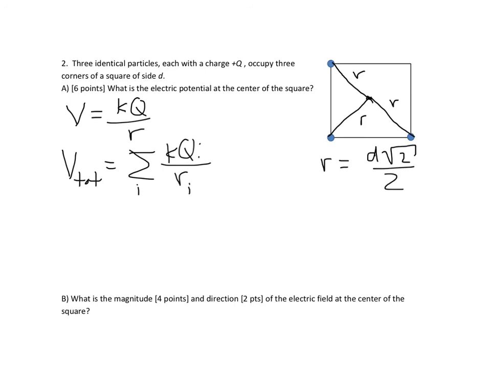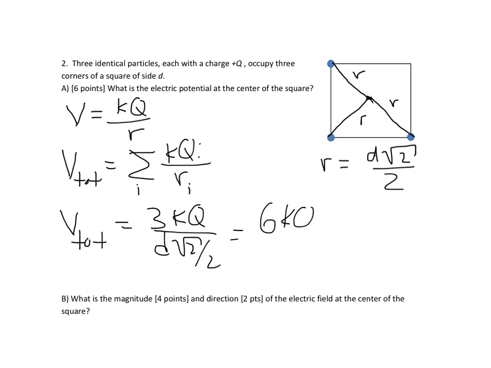And since all are the same, we simply get 3 times kq over d times the square root of 2 over 2, which gives me 6kq over d times the square root of 2. And if you don't like a square root in the denominator, you can multiply the top and the bottom by the square root of 2, and you'll get 3 times the square root of 2 kq over d.